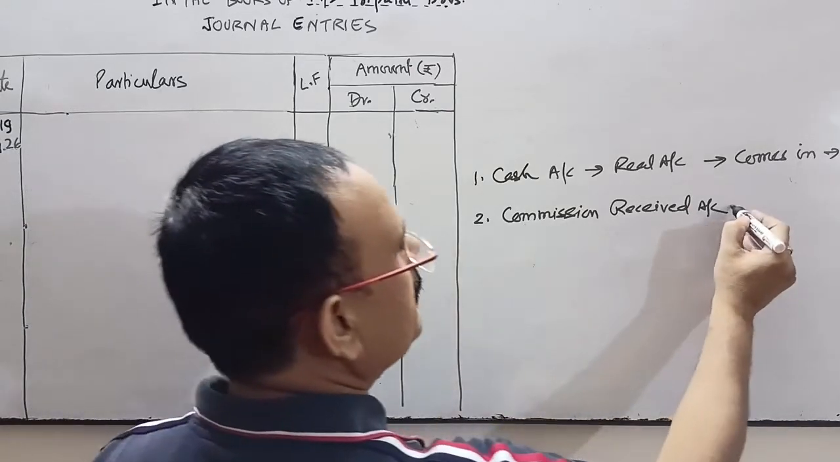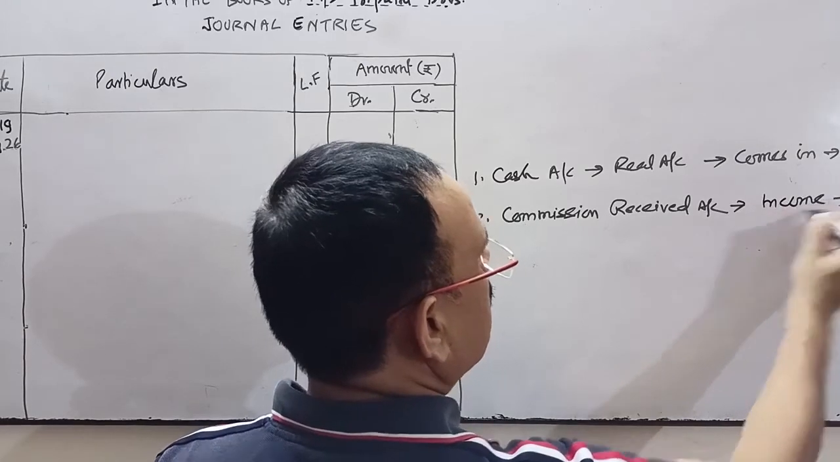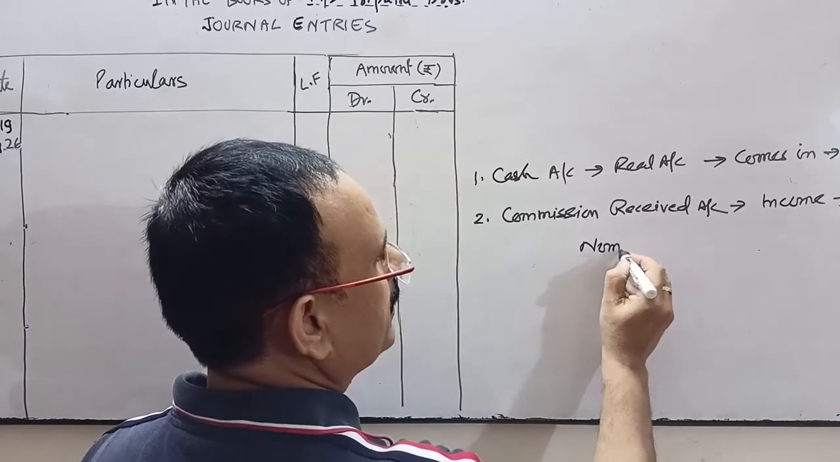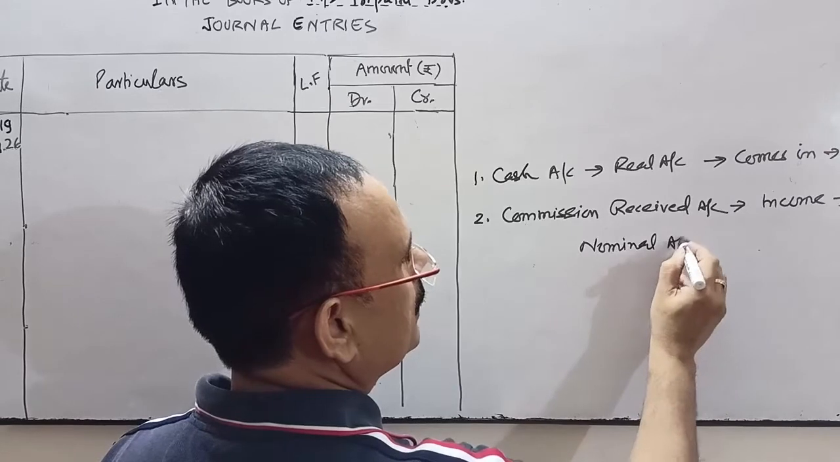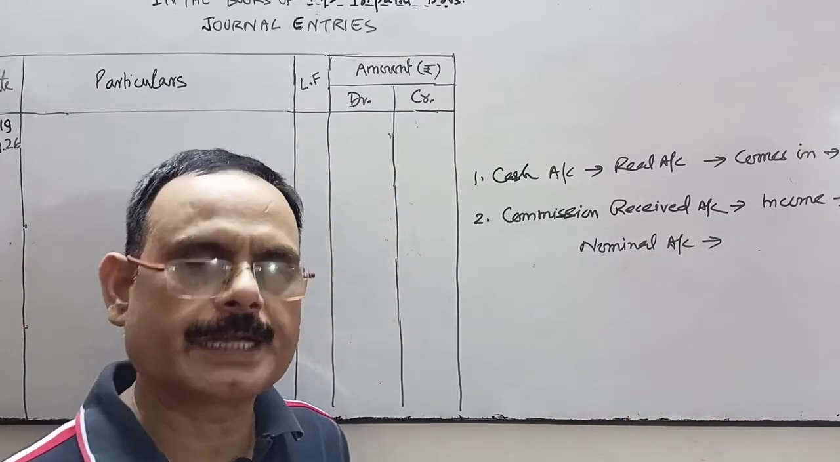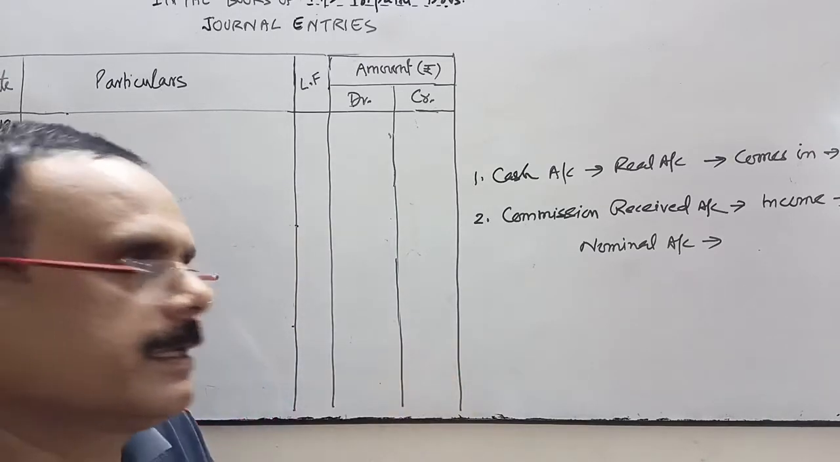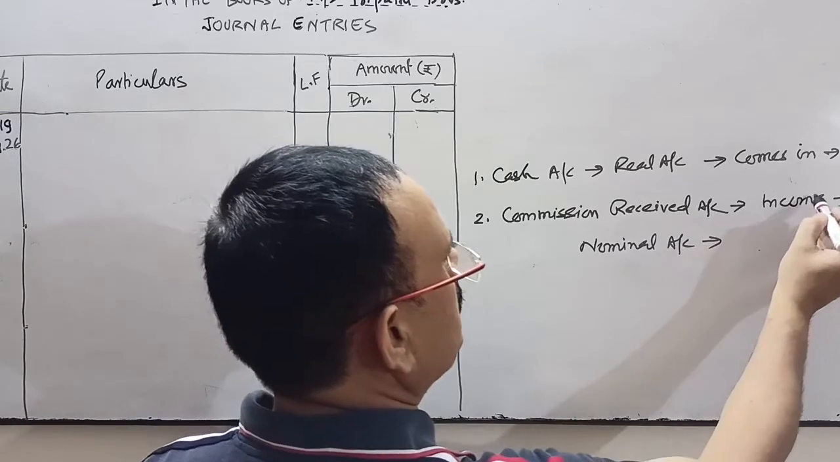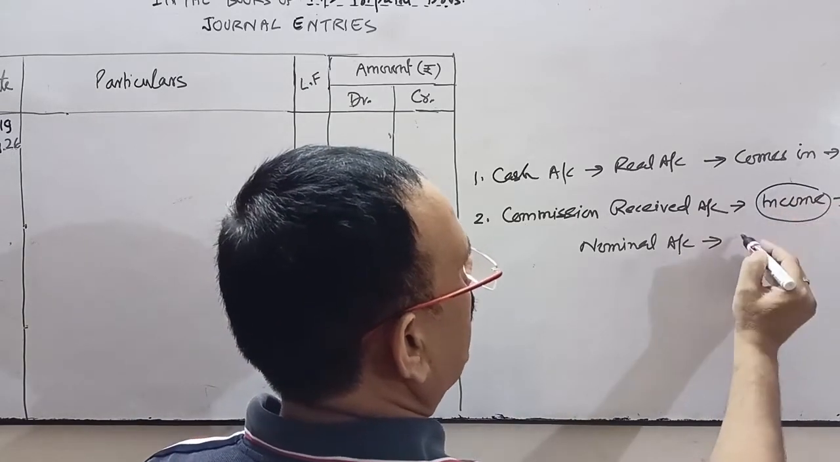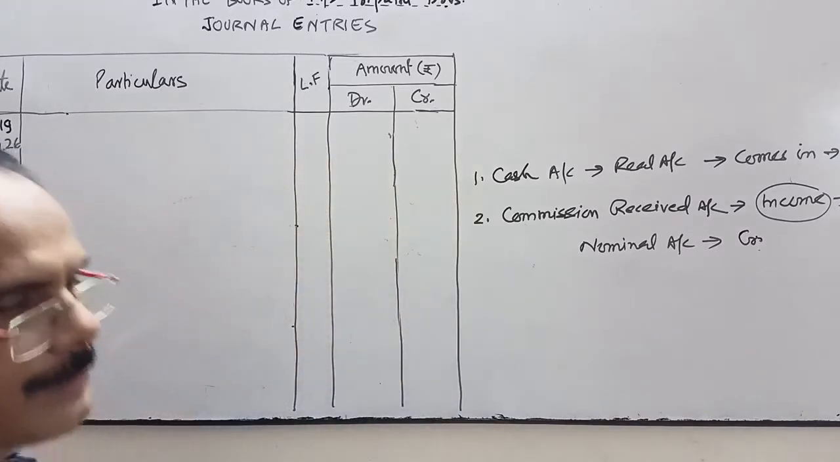And commission received comes under which account? It's an income, and it comes under the nominal account. And you know the rules of nominal account: all expenses and losses are debited and all incomes and gains are credited. So commission received is your income, and all incomes and gains are credited.